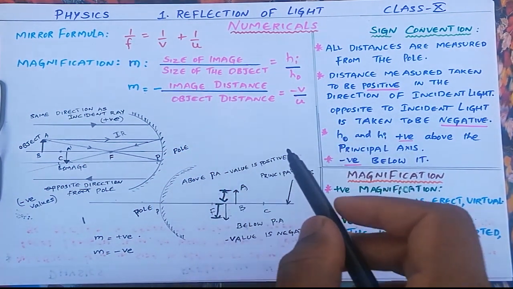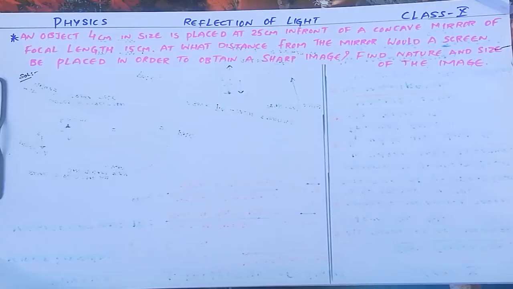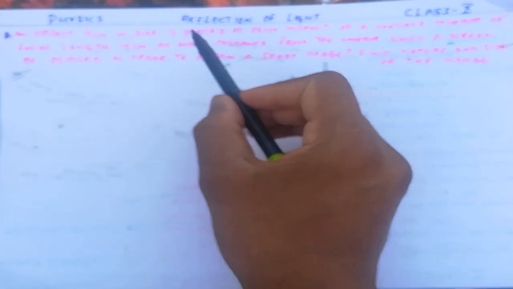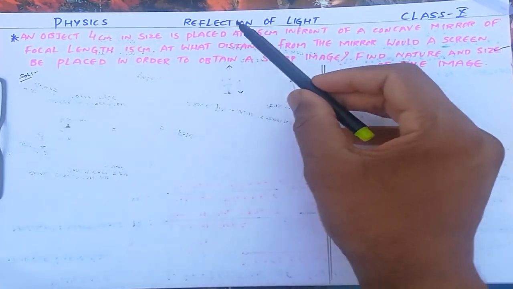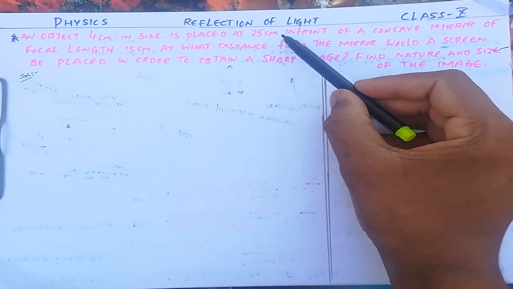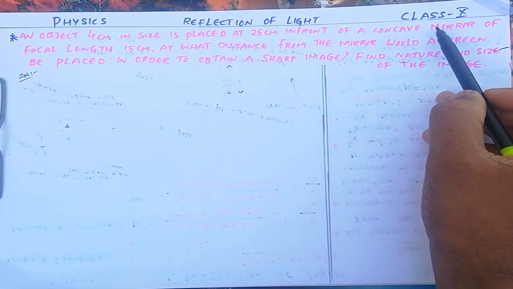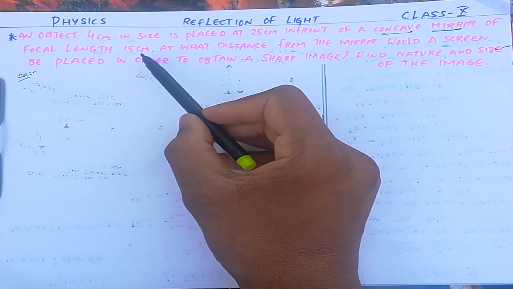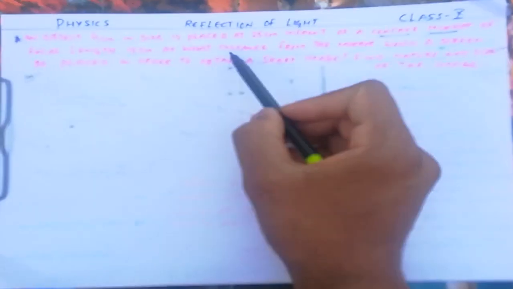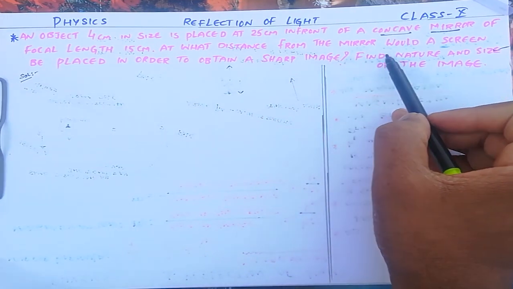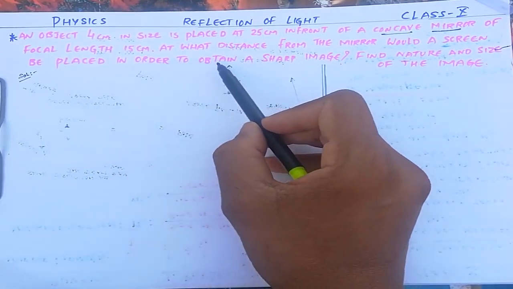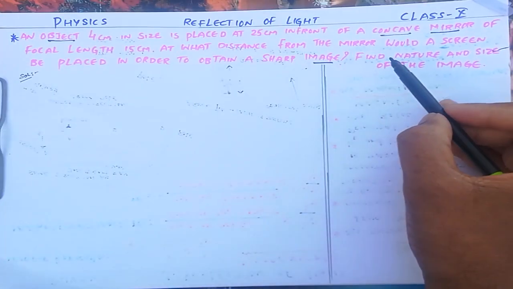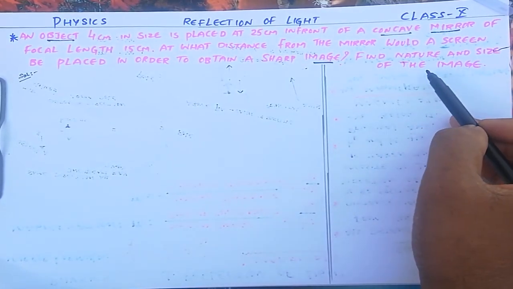Now we are going to solve the problem. This is the question. An object 4 cm in size is placed at 25 cm in front of a concave mirror of focal length 15 cm. At what distance from the mirror would a screen be placed in order to obtain an image? Find the nature and size of the image.